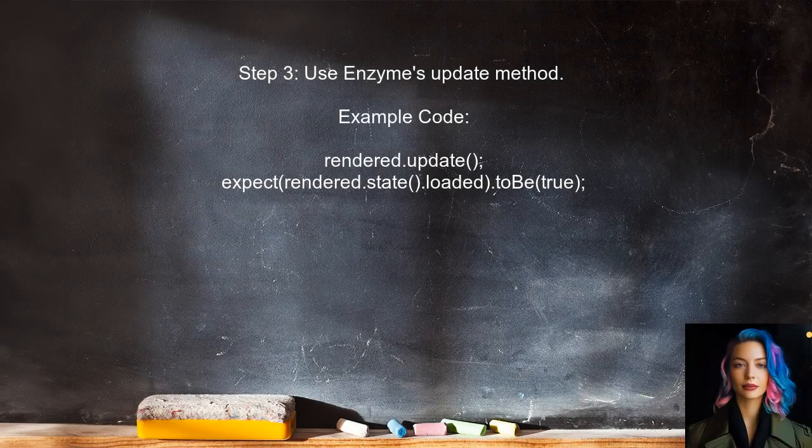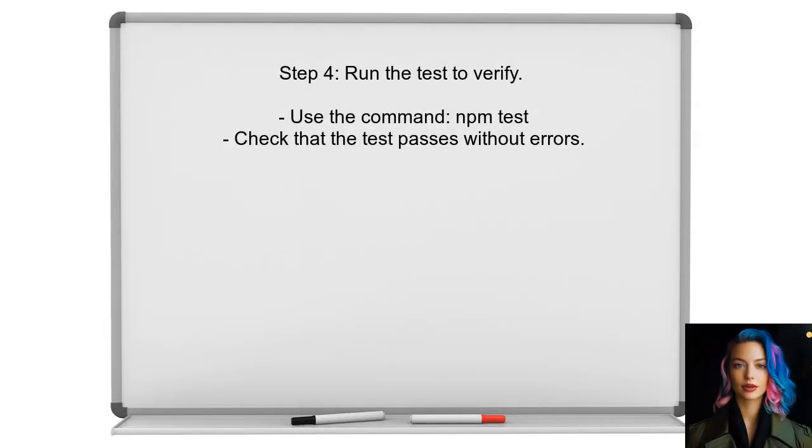Additionally, the user can use Enzyme's update method to force a re-render after the state has changed. This ensures that the component reflects the latest state before making assertions. Finally, the user should run the test to verify that it now passes. This approach eliminates the need for setTimeout and provides a cleaner solution.